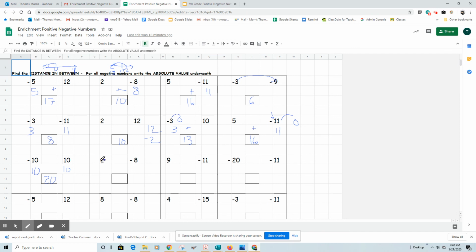All right, and this one, going from 2 to -8. Let's start with my negative number. I'm finding the absolute value to get back to 0. 8 plus 2, I have 10. All right, so that's how we do it. The only problems we're going to have is if we speed through this and try to do it really quickly and we're not thinking of it, then we're going to make mistakes.